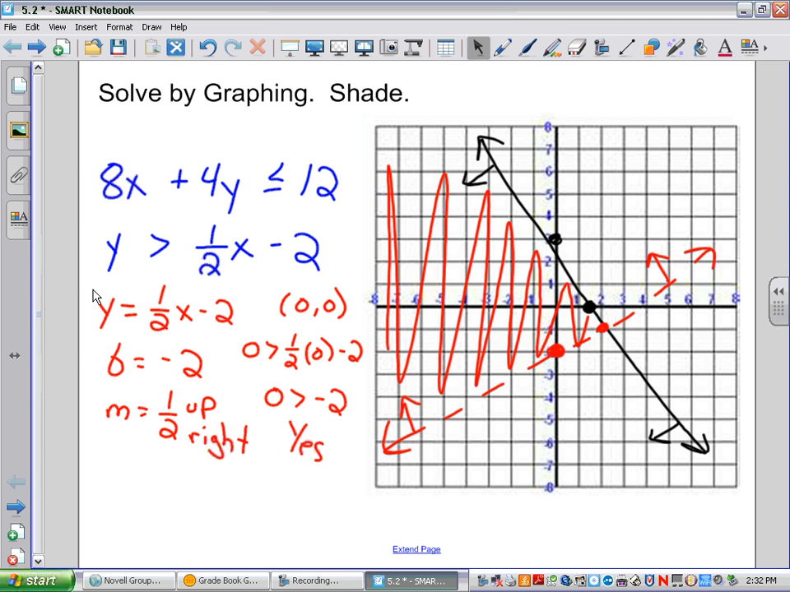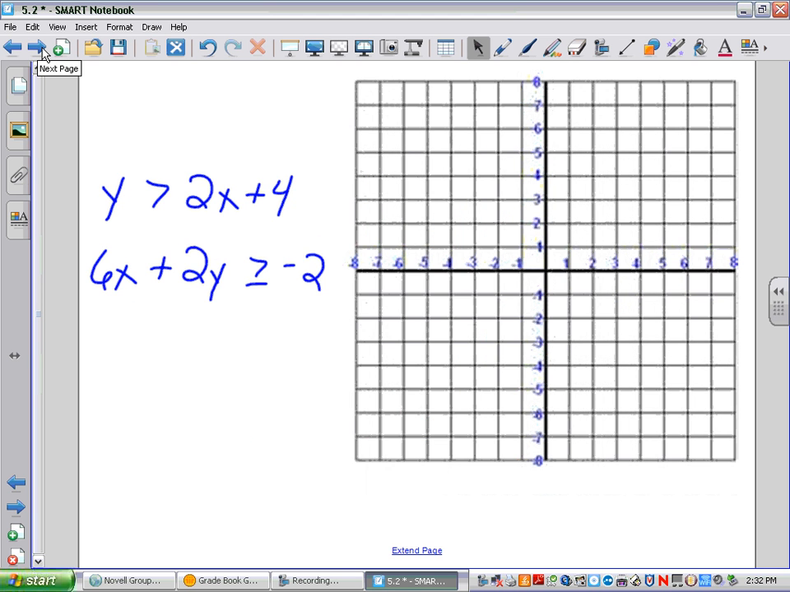Let's try another one. The second one. Well, on the first one, I'm going to graph the first line. I'm going to say that's y equals 2x plus 4. So my y-intercept is 4. And my slope would be 2 over 1. So up 2 and right 1.